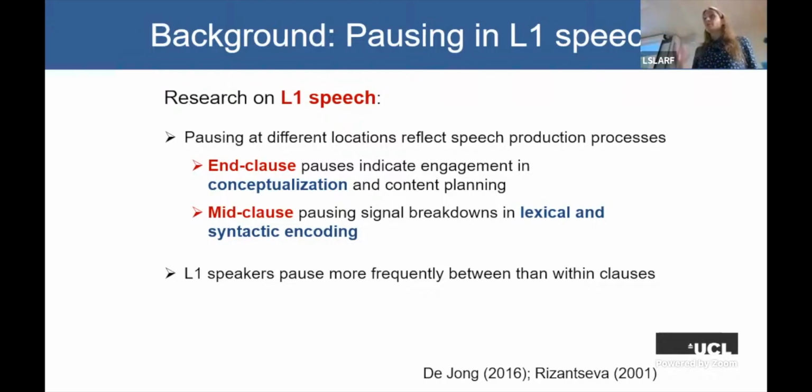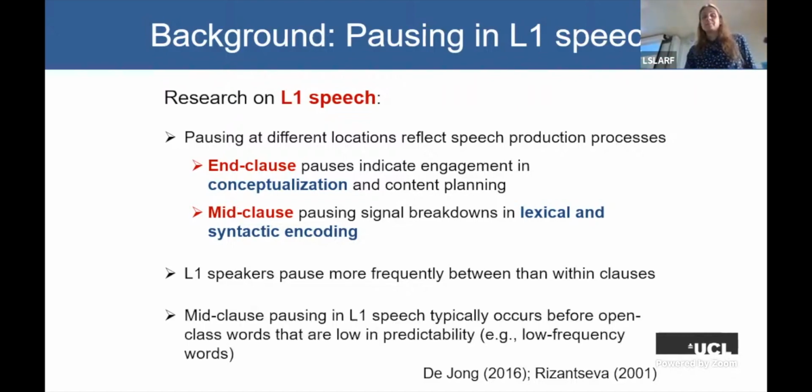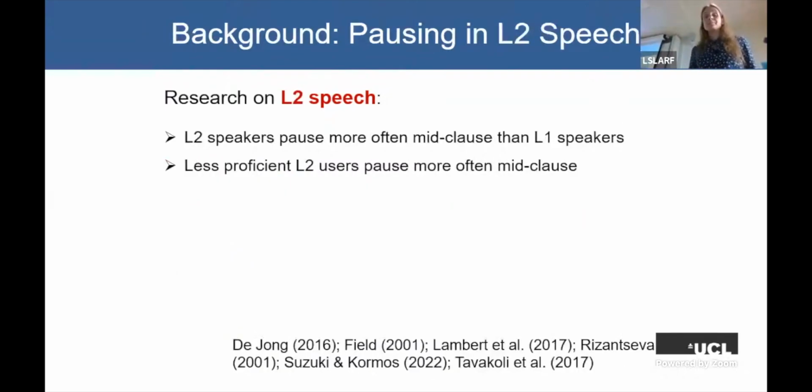L1 speakers, when you speak in your first language, you're more likely to pause between than within clauses. So we're not disrupted with linguistic encoding processes, but we might get disrupted if we need to think about what we would like to say. It has also been found that mid-close pausing in first language speech typically occurs before open class words, if it does happen, when we try to say less frequent words, words that we probably use less often than more frequent words.